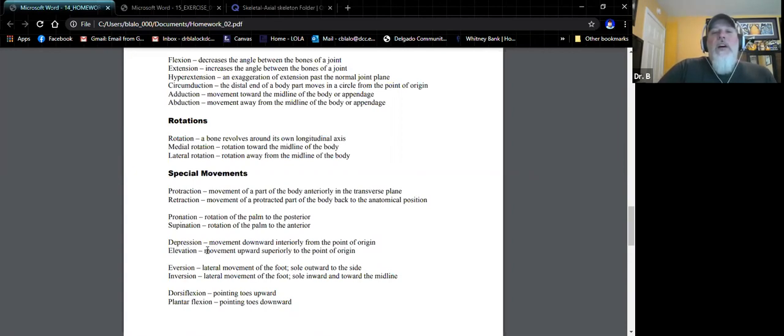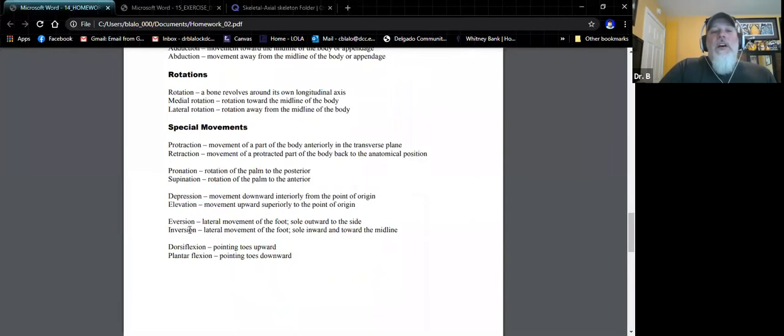Depression, elevation. Depression is movement of a body part down or inferiorly, and then elevation, movement of a body part up or superiorly. That should say inferiorly, not interiorly. I need to make a note of that. Hold on, y'all. I'm trying to catch mistakes so we can fix those. So what can we depress and elevate? Well, typically when we talk about the jaw, okay, when we talk about the mandible, that's an example of depression when we lower the jaw, and elevation when we raise the jaw.